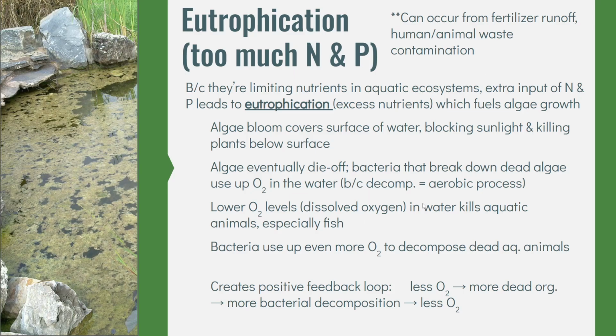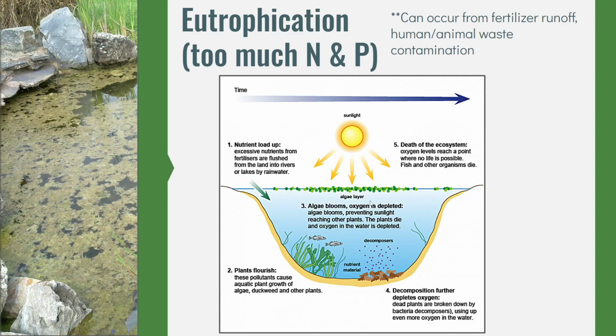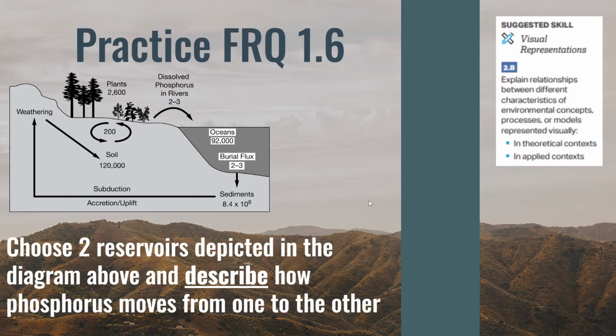Our practice FRQ for Topic 1.6 will involve the skill of using a visual model to explain relationships between different characteristics of an environmental concept. So I want you to look at this model and choose two reservoirs that are shown in the model, and then I want you to describe how phosphorus moves between those two reservoirs.